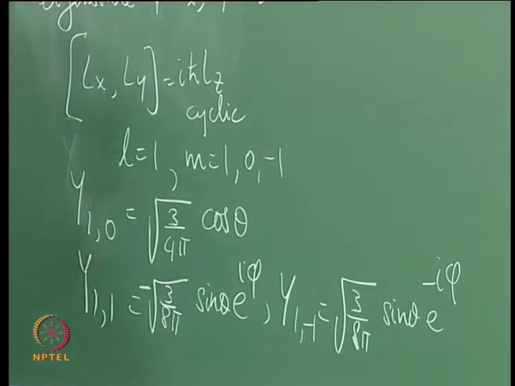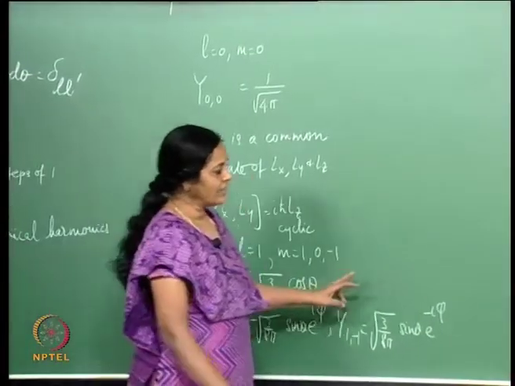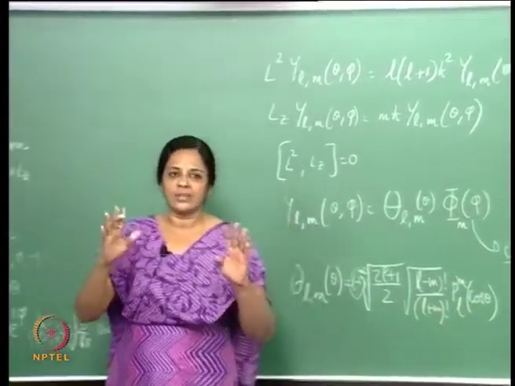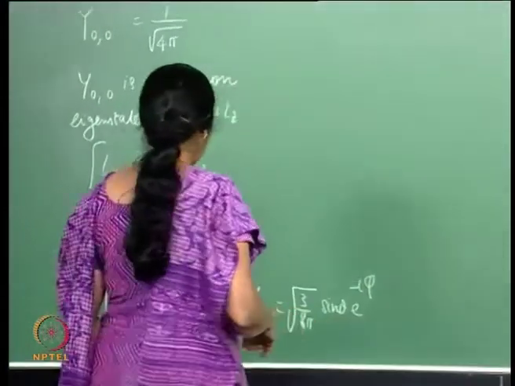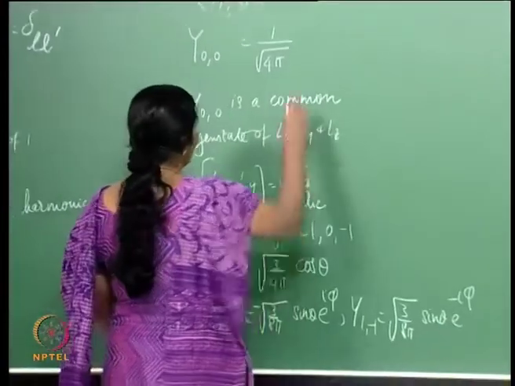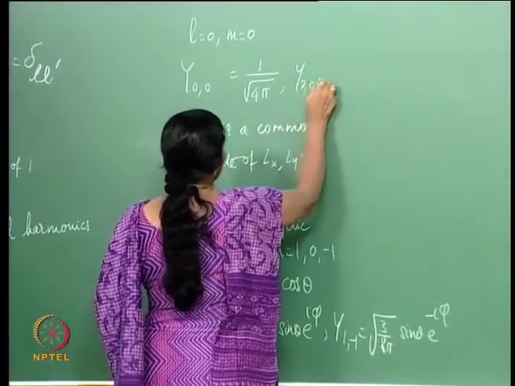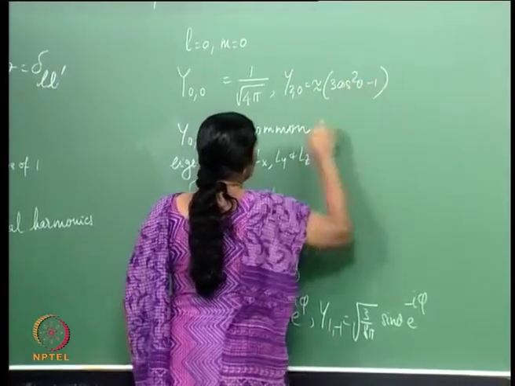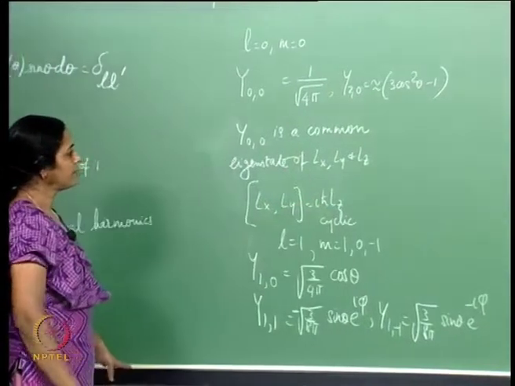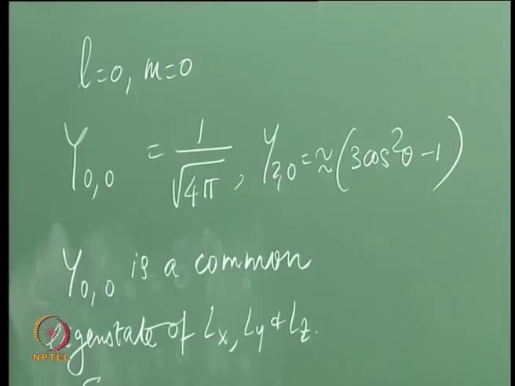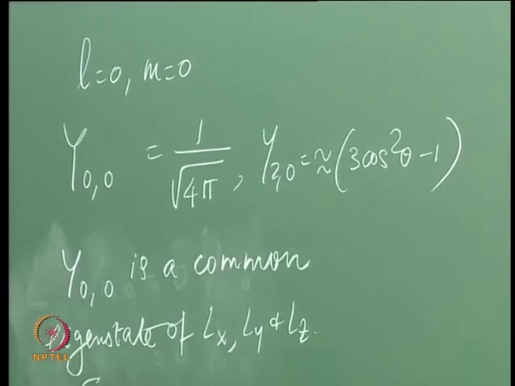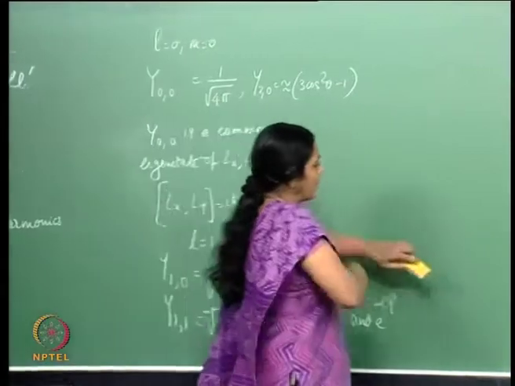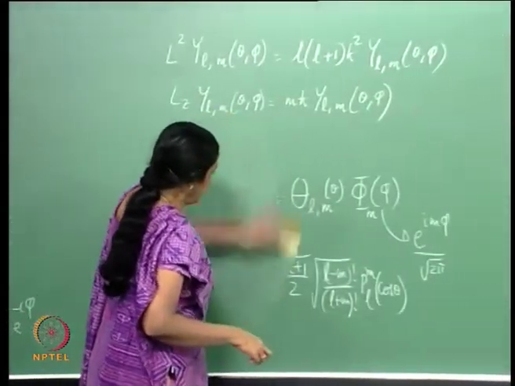If you look at Y20, clearly that would be related to P20 of cos theta, which is 3 cos squared theta minus 1, apart from some factors. So, Y20, let me write that here, is essentially 3 cos squared theta minus 1, apart from some constants. So, the YLMs have a definite parity.